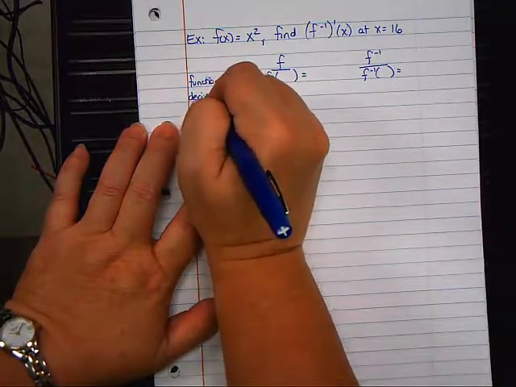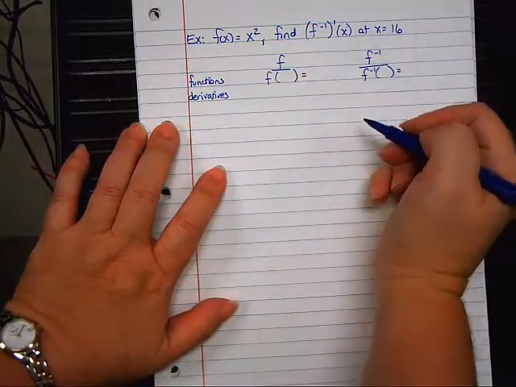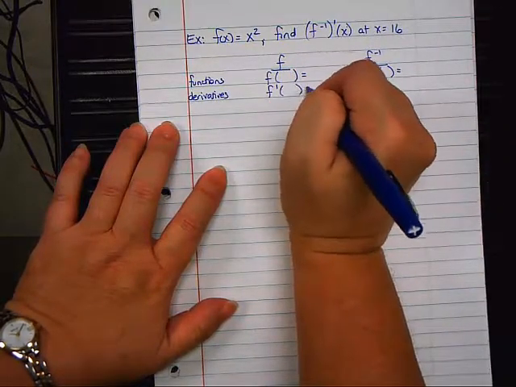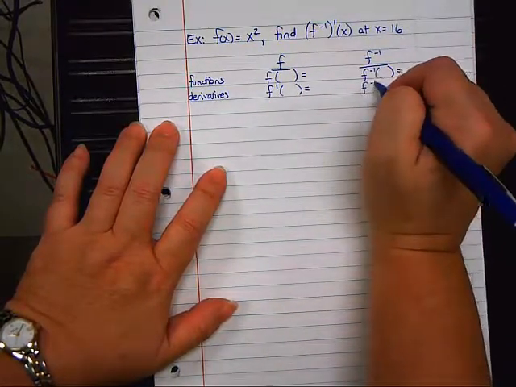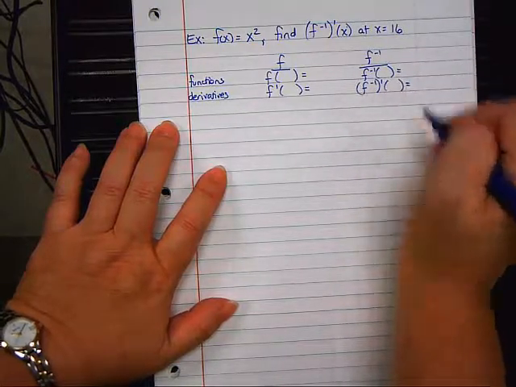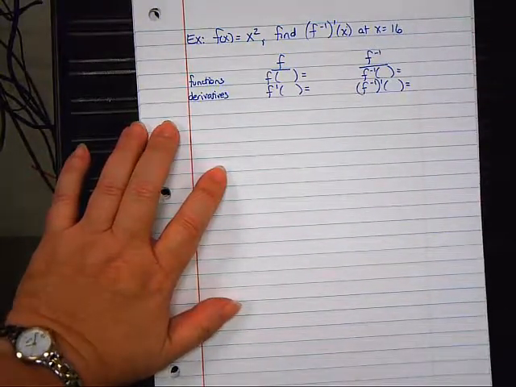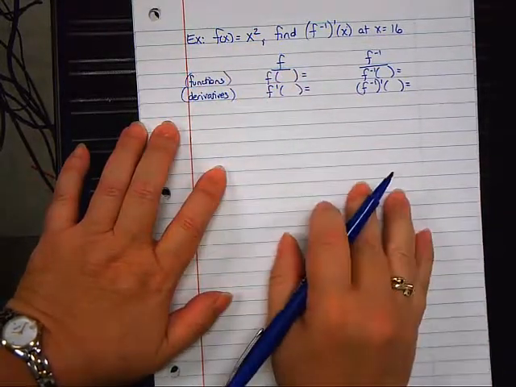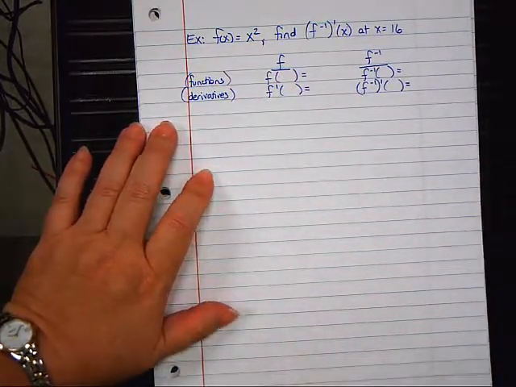So I'm going to write the words functions and derivatives just this first time, and after that I'm not going to write that down. So this is going to say f prime of something equals, and this one's going to say f inverse prime of something equals. Put those in parentheses. Okay. I'm going to change colors now.